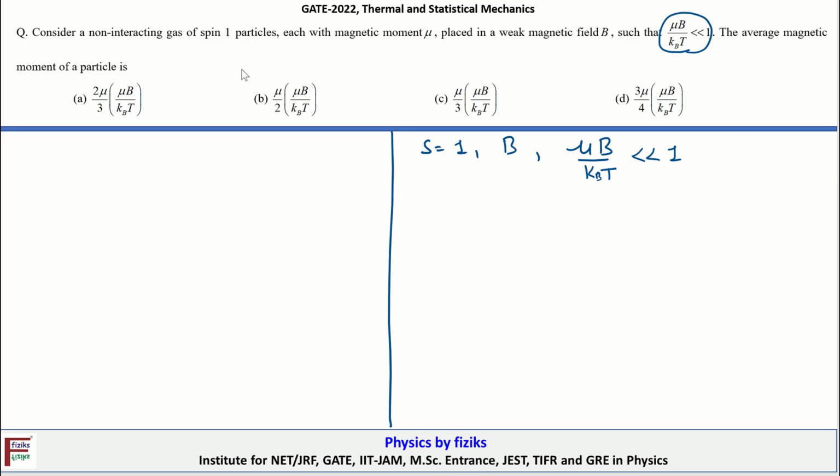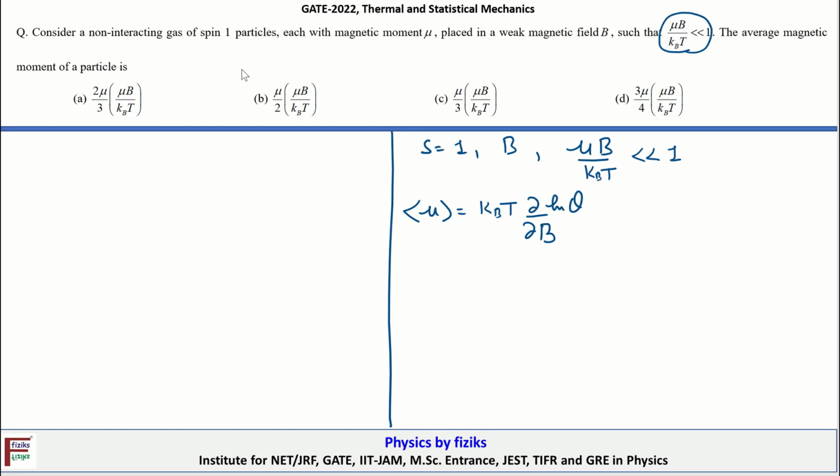Now we have to determine the average magnetic moment. While going through the theory, you might have encountered this expression for the average magnetic moment, which is given as kBT times the derivative with respect to B of ln q.